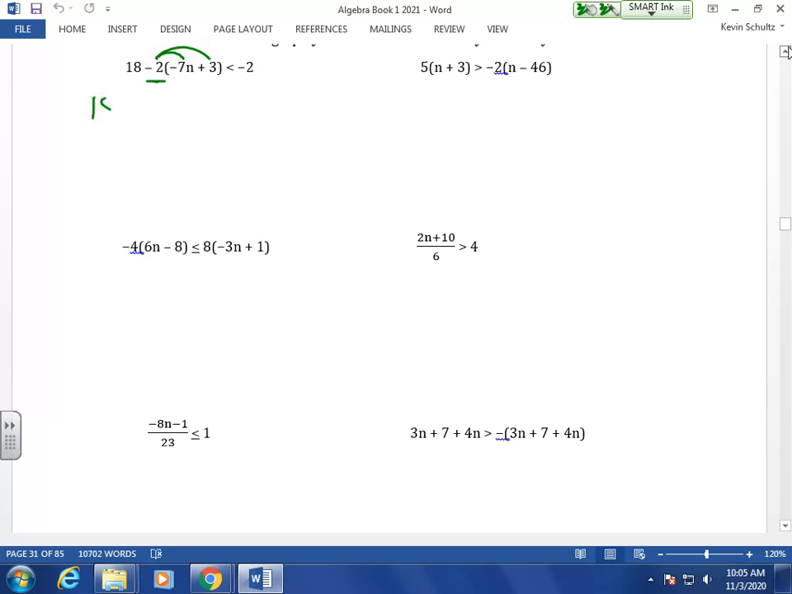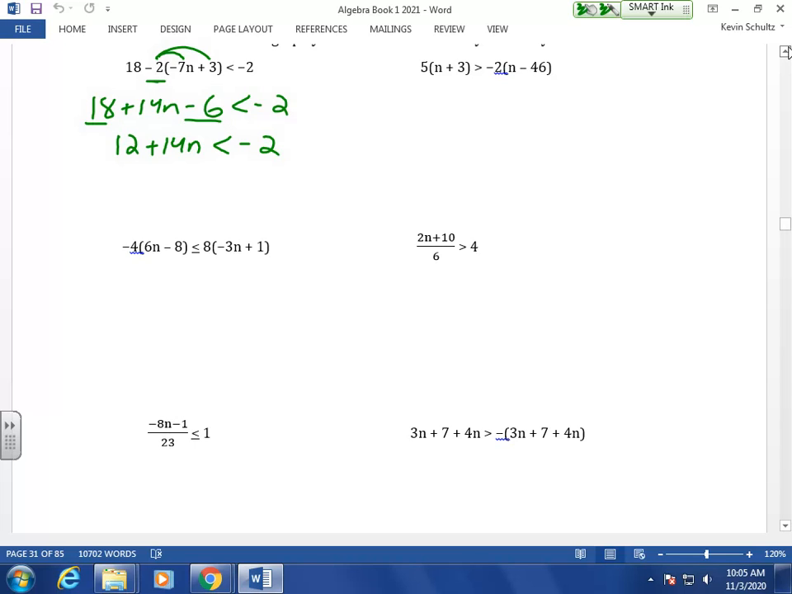That 18 is just going to kind of chill until we're ready to use it. So negative 2 times negative 7n is a positive 14n. Negative 2 times positive 3 is a negative 6. And that is less than negative 2. So first step, distribute negative 2 into your parentheses. Second step, we're going to combine like terms, our two constants, 18 and a negative 6. Because they're on the same side, we don't use opposite operations here, right? We just subtract 18 and 6, and we get 12 plus 14n is less than negative 2.